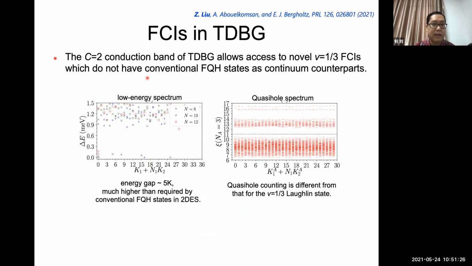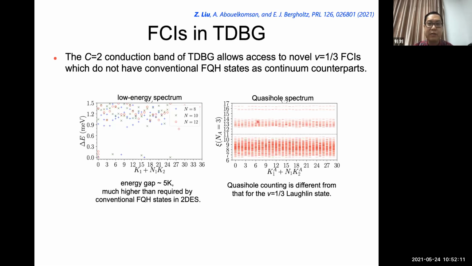You can see that, okay, this is the energy spectrum for the 1/3 filled conduction band, Chern number 2 conduction band of twisted double bilayer graphene. So for different system sizes, 8, 10, and 12 electrons, the ground state is always threefold degenerate, and they're separated by a finite energy gap from highly excited states. And this energy gap is roughly 5 Kelvin, which is much higher than required by the conventional fractional quantum Hall states in 2D electron gas. So this means this fractional Chern insulator can indeed survive up to a much higher temperature.